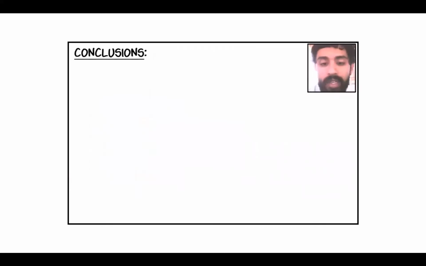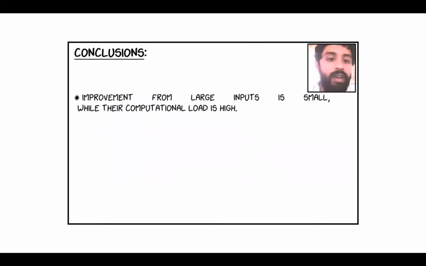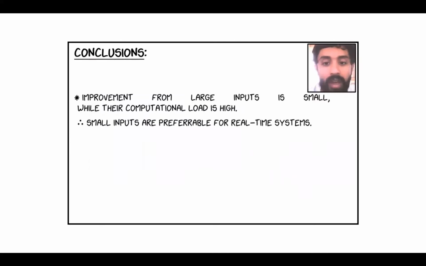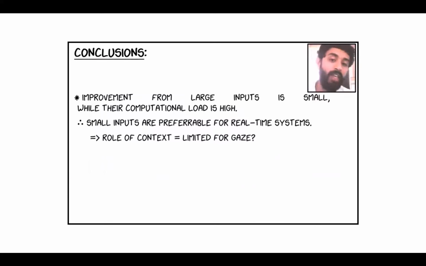From these results, we can gain some insights. The improvements from the large input sizes seem to be fairly small with respect to their very high computational load. So for real-time applications, a smaller input should be preferred. So this kind of raises a question about the role of context for gaze tracking, and it seems to be somewhat limited. Perhaps a different kind of context can be more useful than just a larger image.